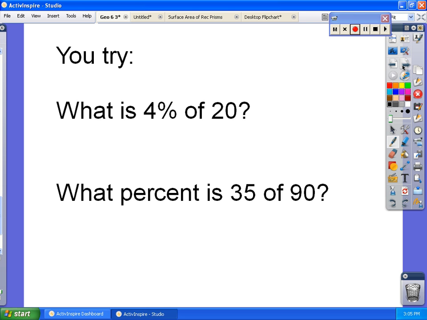Now, what I want you to do is pause the video right now, and try these 2 problems. As soon as you're done, I'm going to do them and then you check them. Go ahead and pause the video, and when you're done, check your answer.